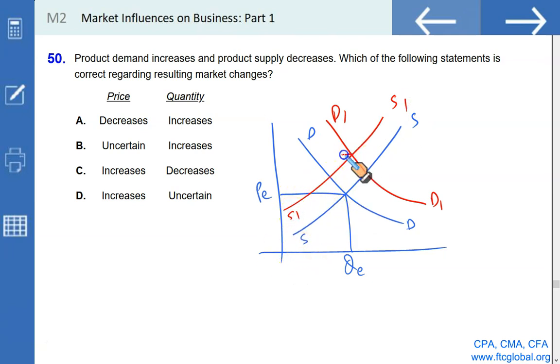So what do you expect? Price to go up. Now regarding quantity, quantity demanded may increase, may decrease depending upon the relative shift in demand and supply curve. So we are not sure about the quantity, but we are absolutely 100% sure that the price will go up, and that makes D the correct option.